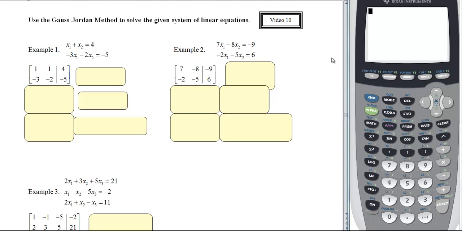Now we're going to look at some more examples of the Gauss-Jordan. Just one example probably won't do, so I've got 3 more here, and we'll go ahead and get started. Put it in augmented matrix form.